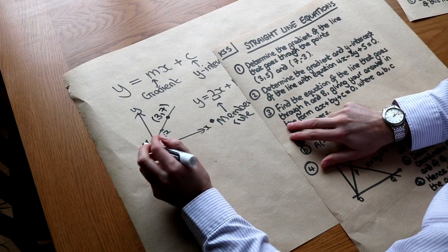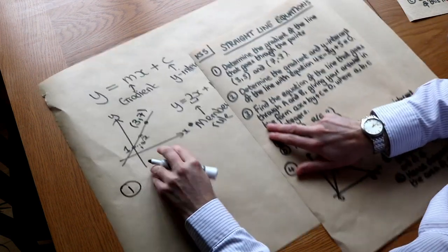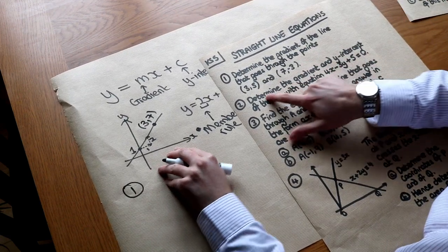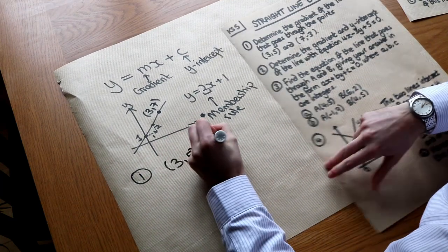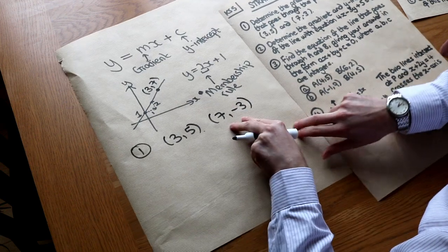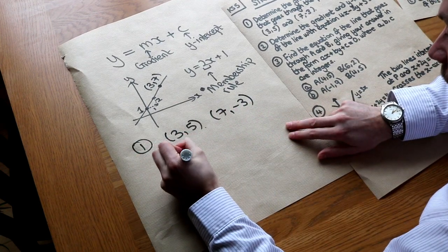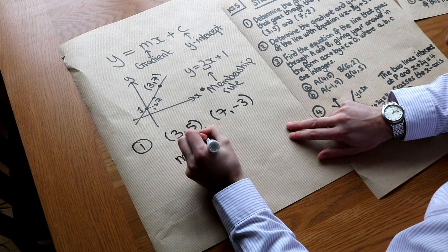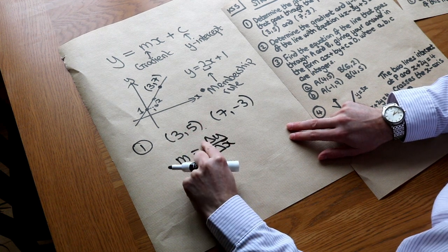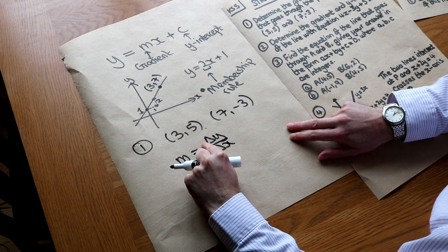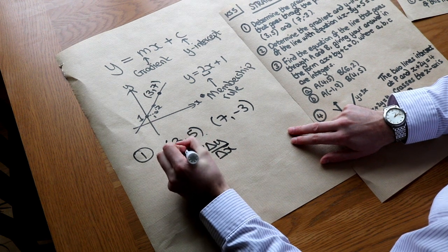Now let's see a few ways that we determine the gradient of a line. Determine the gradient of the line that goes through the points (3, 5) and (7, -3). Now in my previous video on gradient, we saw that the gradient m of a line is equal to the change in y over the change in x. That's the Greek letter delta, by the way, or more specifically capital delta, and that just means change in.